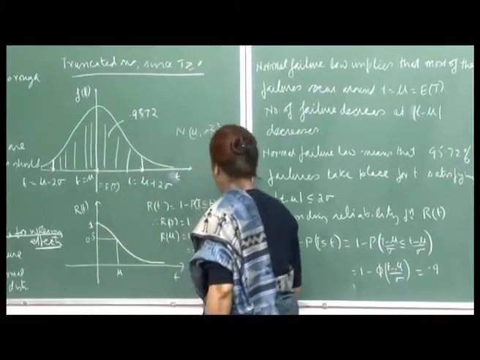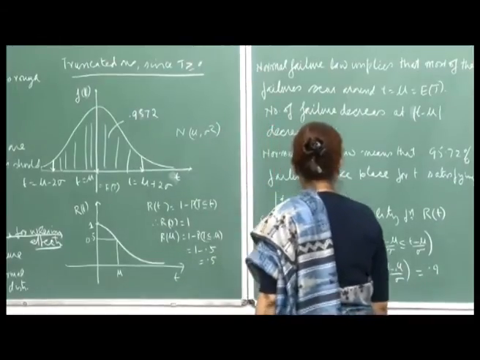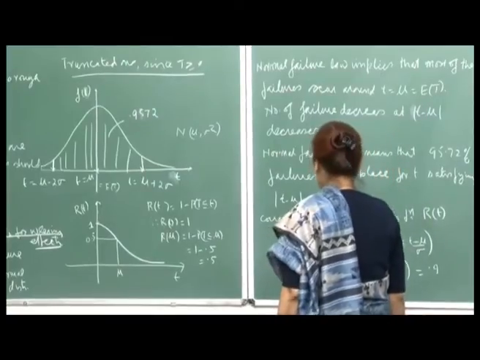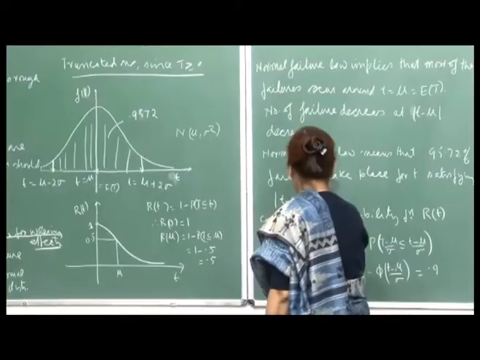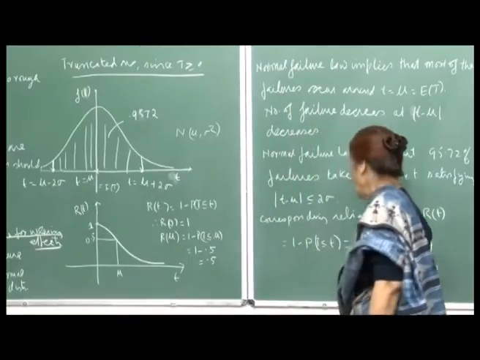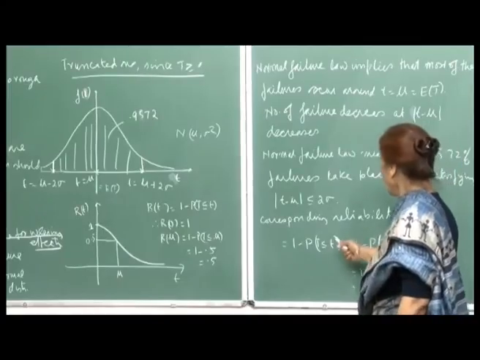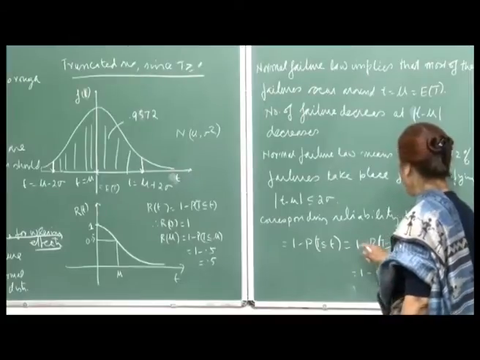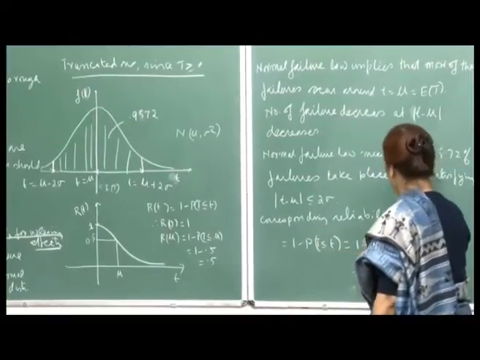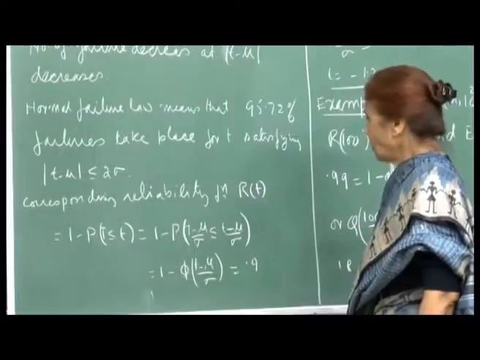Now, if you look at R(t), the reliability function, R(t) is equal to 1 minus the probability that capital T is less than or equal to small t, because R(t) is the probability that T is greater than t. And now, you can write this probability in terms of the standardized normal variate, which we have been doing all along in this course.